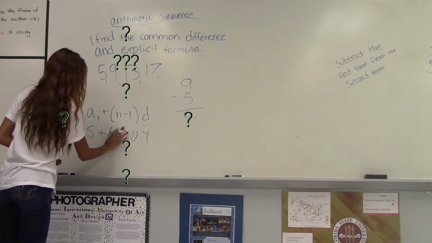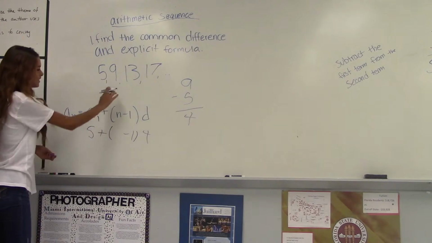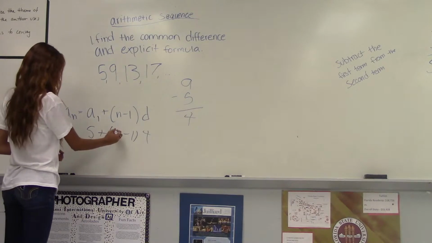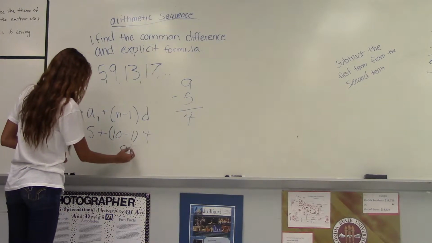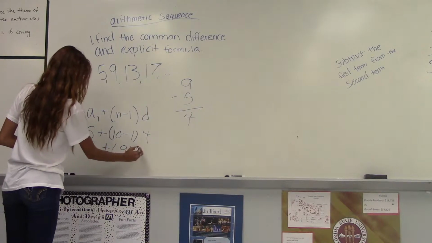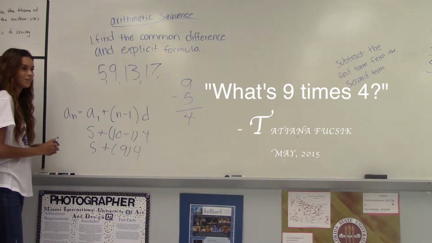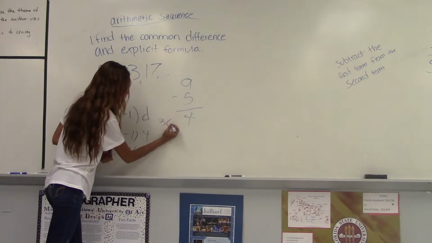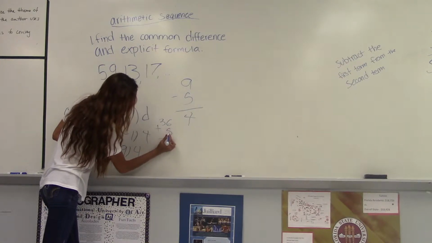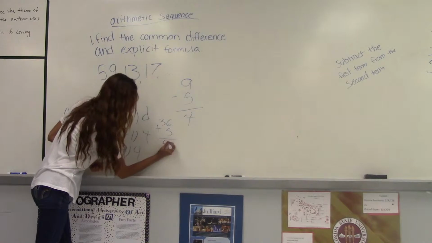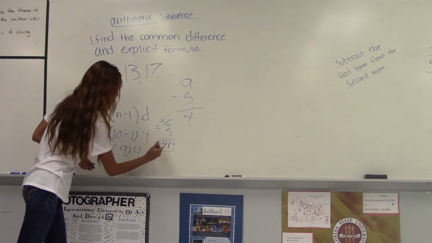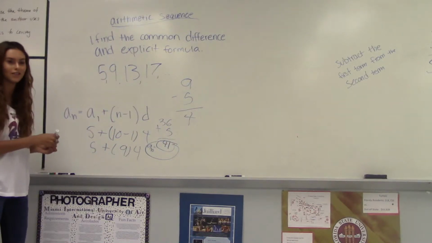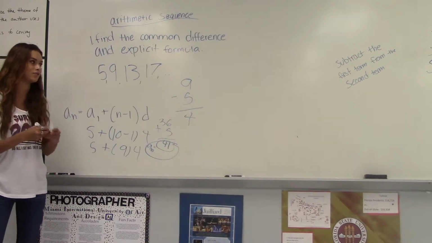Oh wait, no, I messed up. The n is of how many terms you want to find. So if I wanted to find the 10th term, I'd put 10 here. 10 minus 1 is 9. It's 9 times 4. 9 times 4 is 36, and 36 plus 5 is 41, and that 41, you put a sub 10 equals, and you get 41. That's how you find the explicit formula and the common difference.